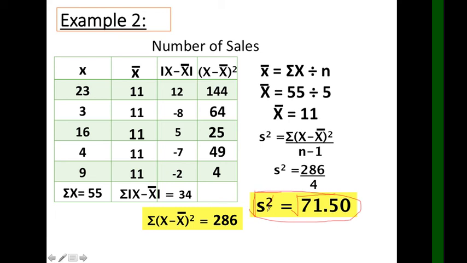So we will cancel this. So what remains is the letter s. What is the square root of 71.5? That is 8.46. Round off your answer to the nearest hundredths.